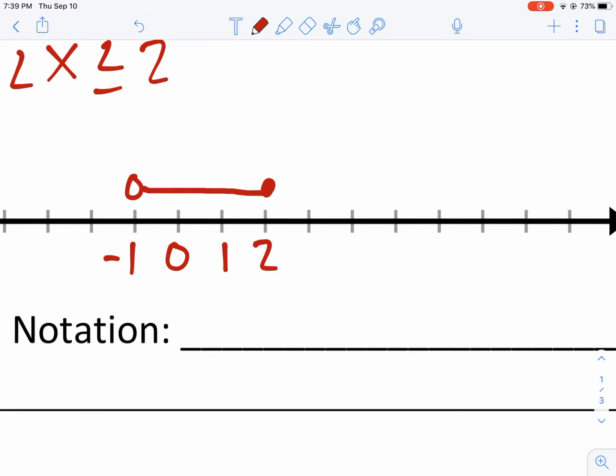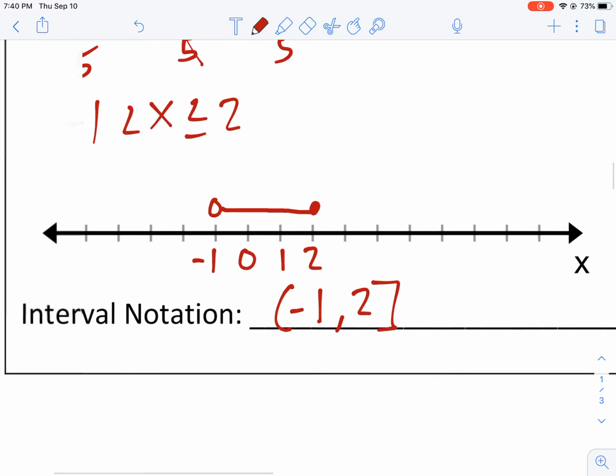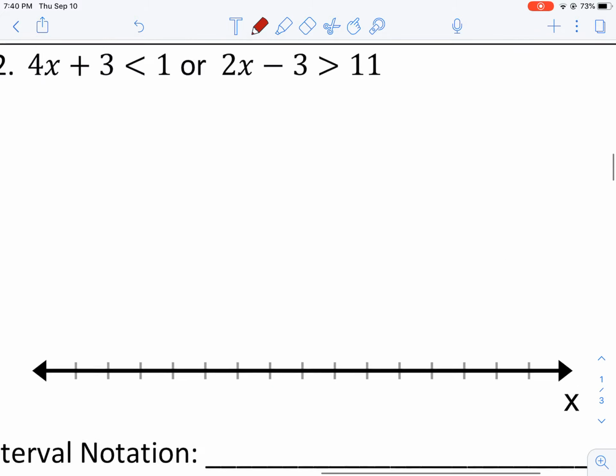So our interval notation, right, on the left side, we have a negative 1 with an open dot. On the right side, we have a 2 with a closed dot. So we're going to do that with a bracket, and that is our interval notation.